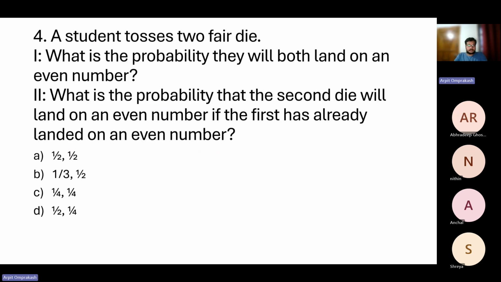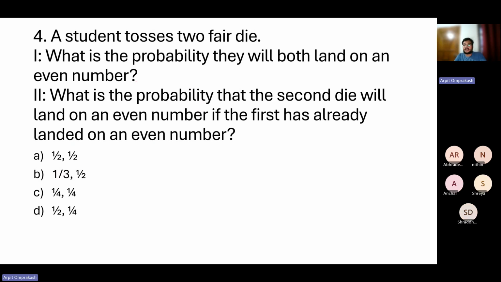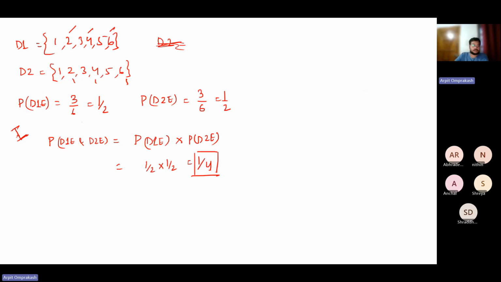Now the second question. If you're in a hurry and you make that calculation in your exam, you may see that only one of the options matches. We'll come to that. Anyways, we'll calculate. The second one is, what is the probability that the second die will land on an even number if the first die has already landed on an even number?